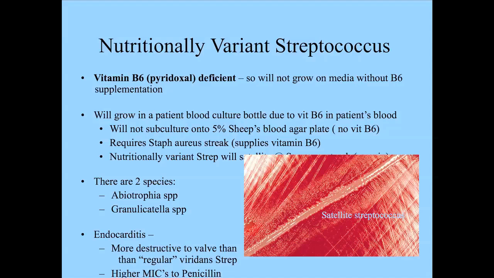The way we can spot them is we will have a positive blood culture, which gram stains for an organism, gram-positive cocci in short chains and such, and we think it looks like a Viridans strep.